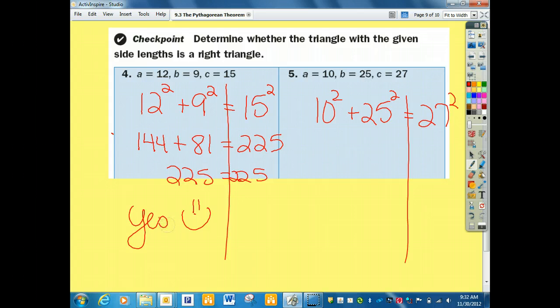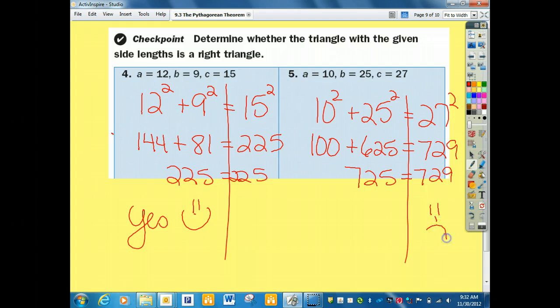Yes, it does. How about this one? Believers or not? No. No? 100 plus, what's 25 times 25? Good. And what's 27 times 27? Does 725 equal 729? Womp womp. No, that one does not make a what? I didn't hear you. What? Right triangle. Right triangle. Excellent.